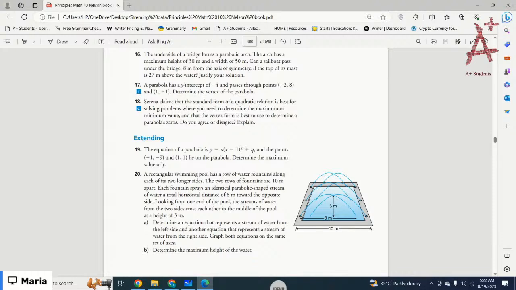Right? You can see from here, this one is the axis of symmetry, right? And you can see when x is 1, y is 1. That means the maximum value of y is 1.